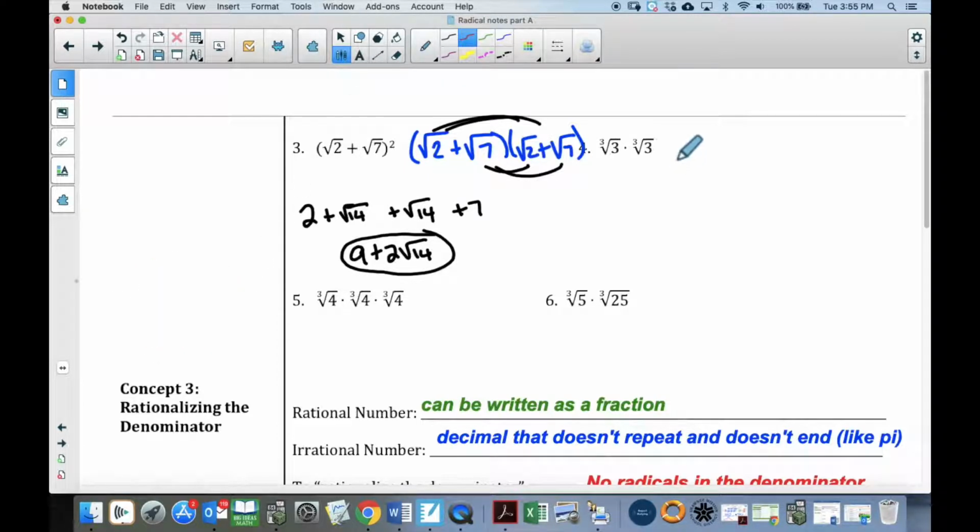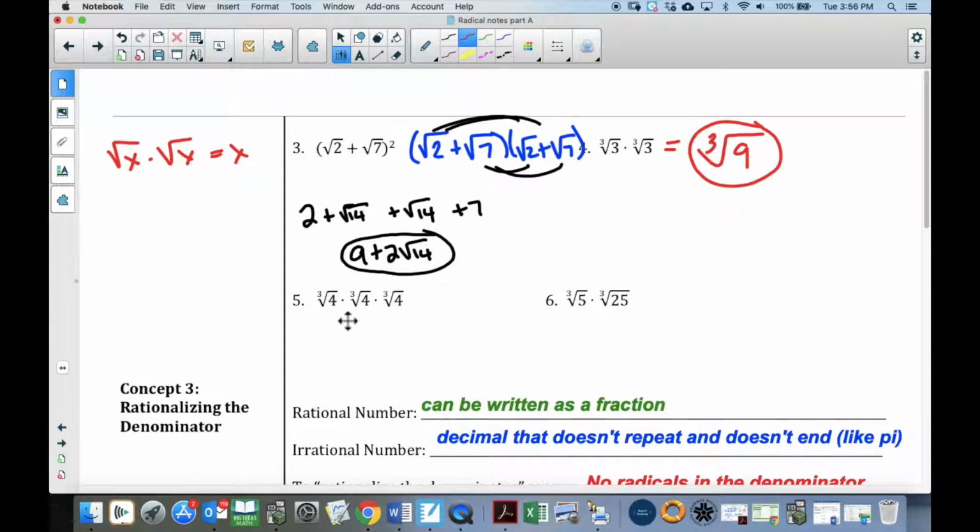Number 4, because a minute ago I said that the square root of x times the square root of x is equal to x. Well, does that also work for cube roots? Not exactly, but kind of. Anyway, on number 4, this would be the cube root of 9. And the cube root of 9 does not simplify.